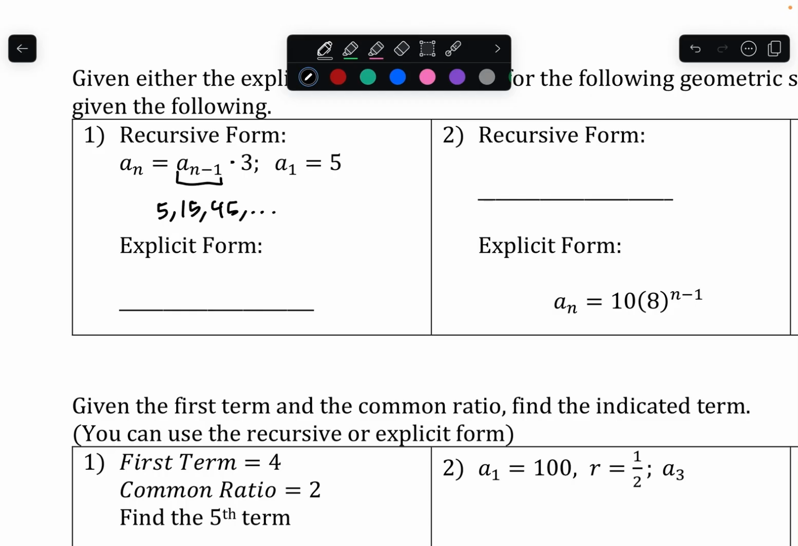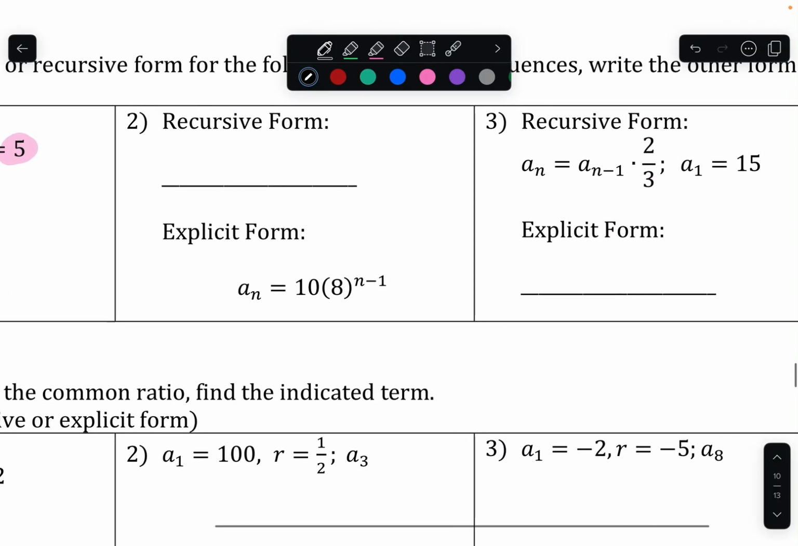And so in explicit form, we start with our first term, which is given to us, and we would multiply it by 3, our common ratio, which we see from the recursive form, and then n minus 1 more times.